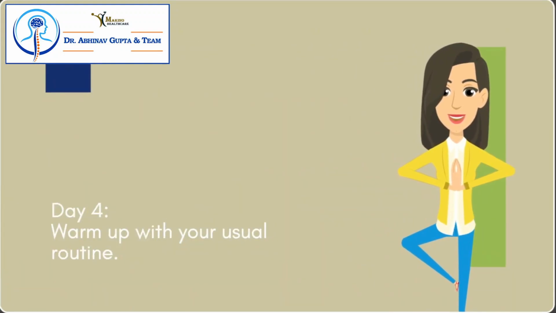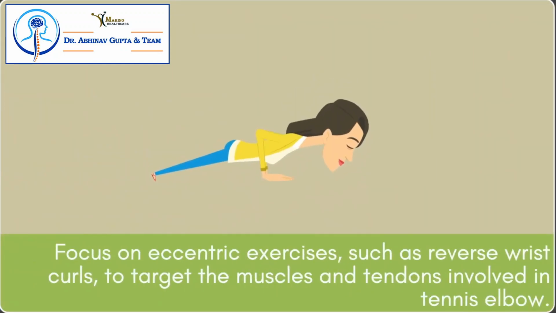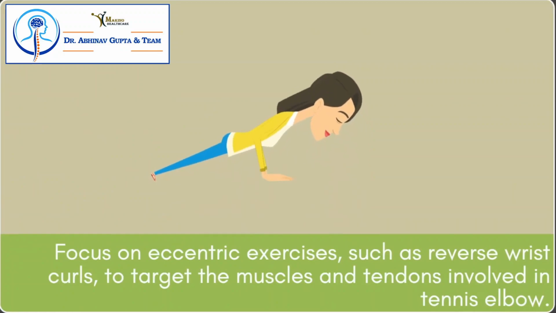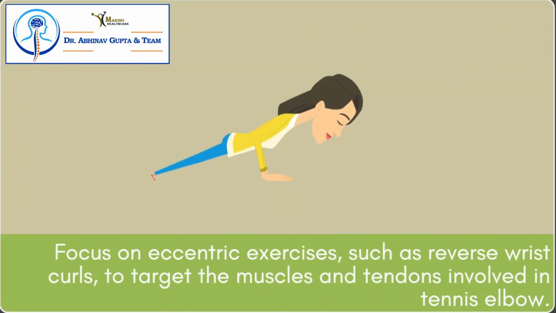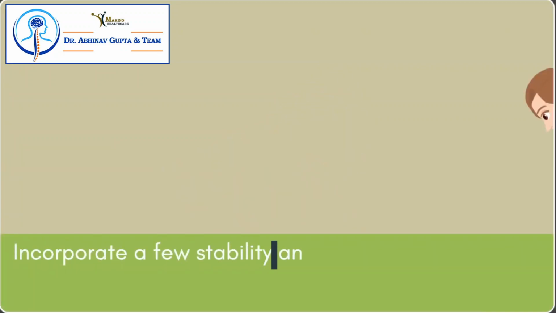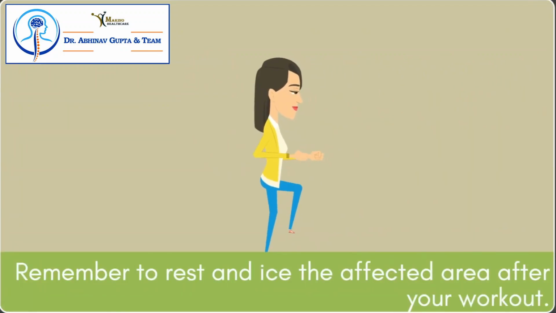Day 4. Warm up with your usual routine. Focus on eccentric exercises, such as reverse wrist curls, to target the muscles and tendons involved in tennis elbow. Incorporate a few stability and balance exercises, like single leg stands or wobble board exercises, to improve overall joint stability. Remember to rest and ice the affected area after your workout.